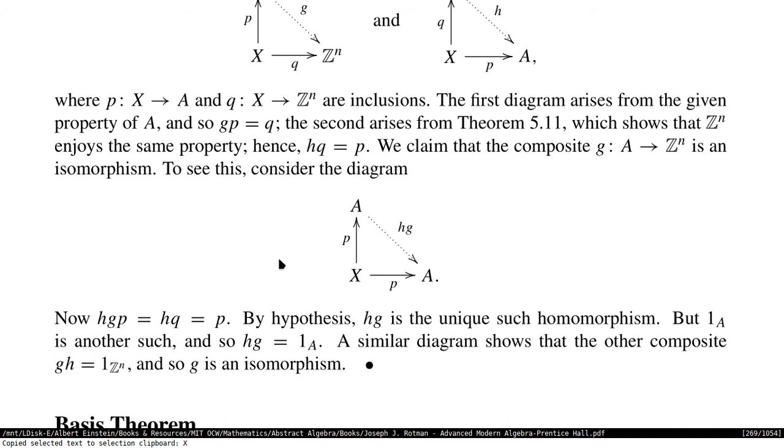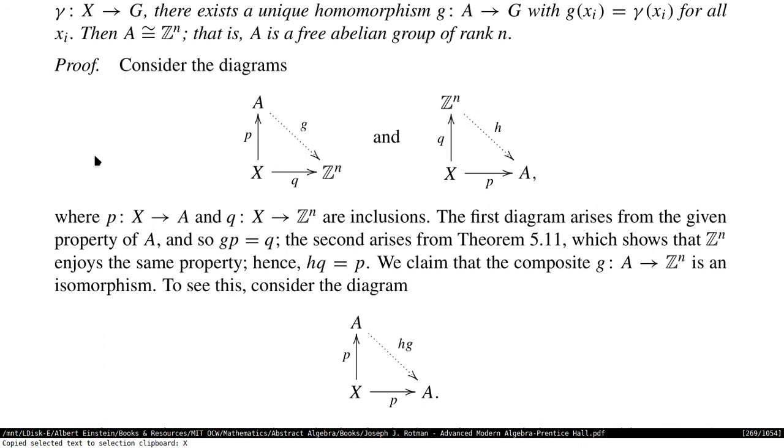Now HG happens to be this unique homomorphism, okay, but you have the identity as well, right? So the identity on A is equal to HG, the identity map, not the identity as the element. So HG acts as the identity on A. GH, in the reverse order, acts as the identity on Z^n, right? So G happens to be an isomorphism.